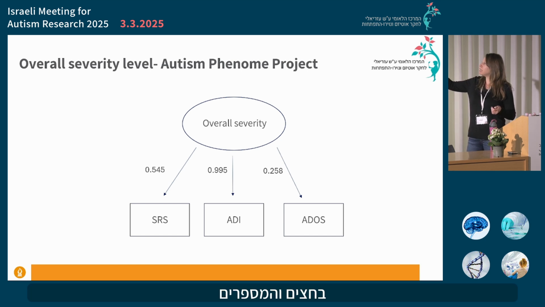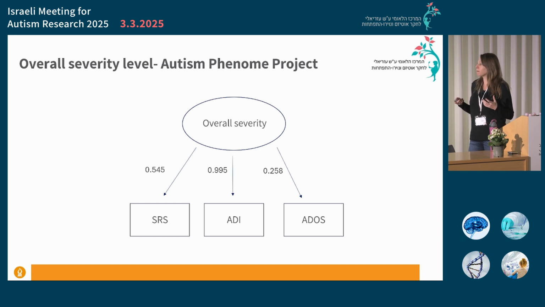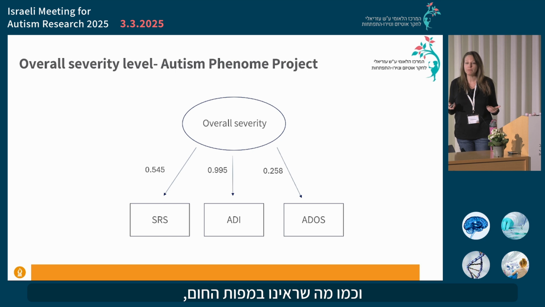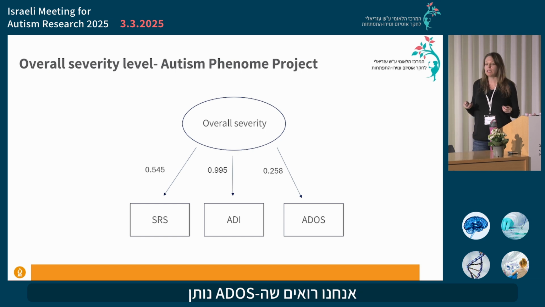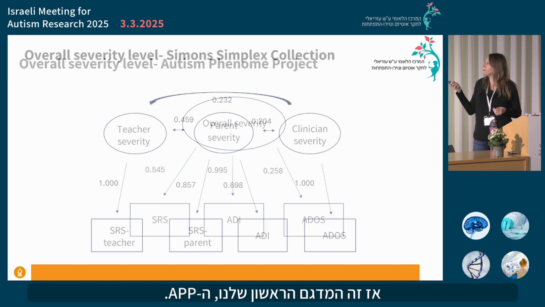And what you see in the arrows and the numbers next to the arrows are the factor loadings. And the factor loadings show us to what degree each one of our measures gives a unique contribution to the combined factor. And just like what we saw in the heat maps, we see that the ADOS is giving a relatively weak contribution to the overall factor structure. So this is our first sample, the APP.